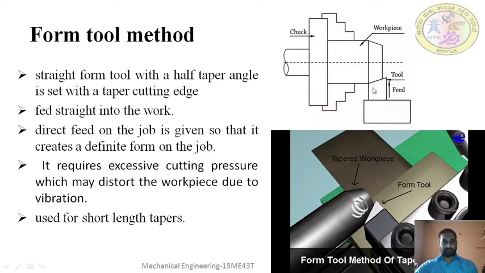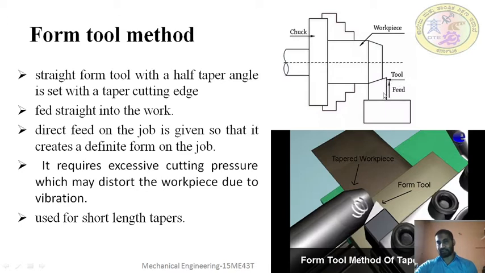So the form tool has a taper angular cut of half the taper angle which is required on the workpiece. It is kept in the tool post, and it is fed perpendicular to the axis of rotation of the workpiece. It is not moved along the length of the workpiece. The feed is given perpendicular to the axis of rotation. You can see the feed direction and the tool here.